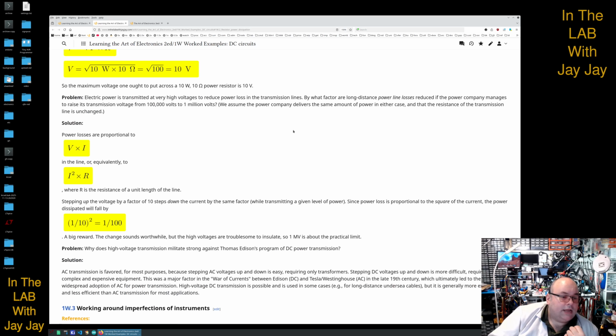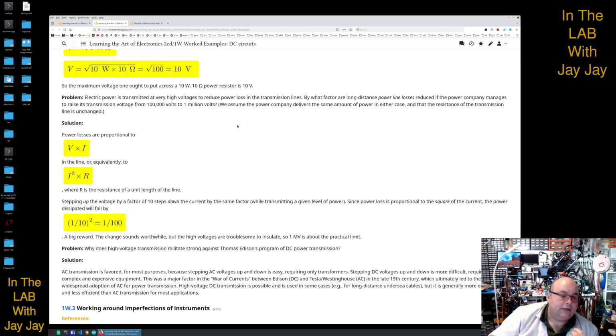And then the next problem is, electric power is transmitted at very high voltages to reduce power loss in the transmission lines. By what factor are long distance power line losses reduced if the power company manages to raise its transmission voltage from 100,000 volts to 1 million volts? We assume the power company delivers the same amount of power in either case, and that the resistance of the transmission line is unchanged.